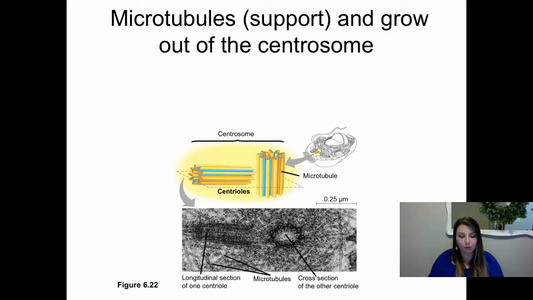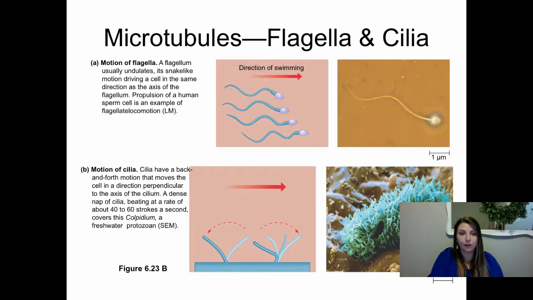So microtubules support and grow out of the centrosome. And a centrosome is just a pair of centrioles. So microtubules actually make up flagella and cilia, which you should remember me talking about with prokaryotes. These types of cells will use these structures to help them move. Both flagella and cilia are made up of microtubules, and they're in a 9+2 structure, meaning that there are 2 microtubules that are surrounded by 9 microtubule pairs.